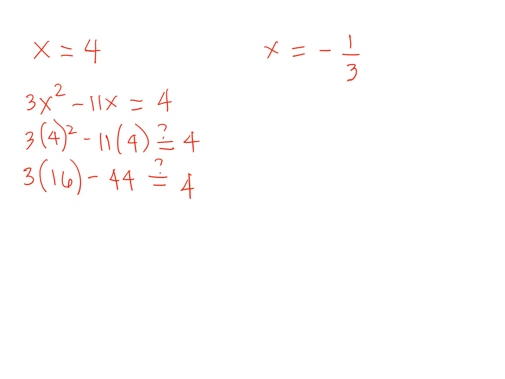Is it equal to 4? 3 times 16, I'll show you. 16 times 3: 3 times 6 is 18, carry 1, 3 times 1 is 3 plus 1 is 4, so 48. So this is 48. Then minus 44. Is it equal to 4? 48 minus 44, that is equal to 4. Is 4 equal to 4? Yes, equal.